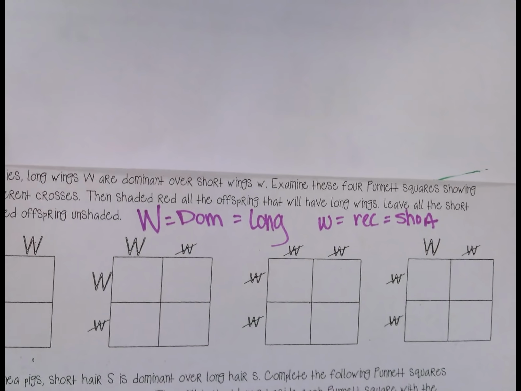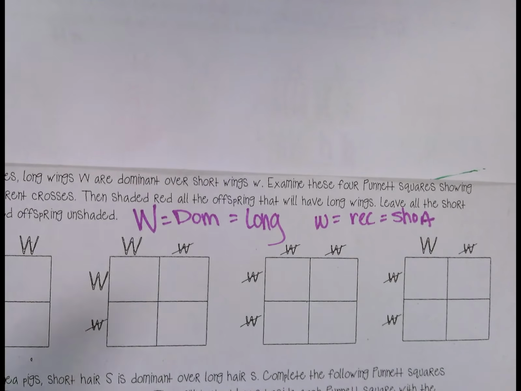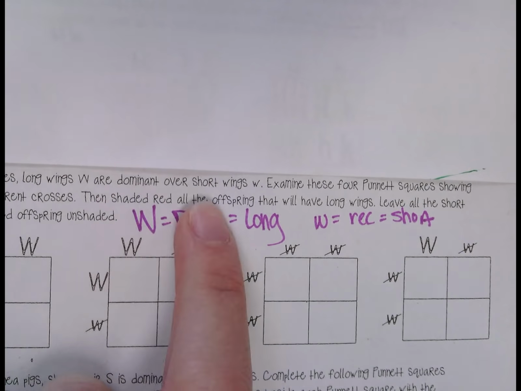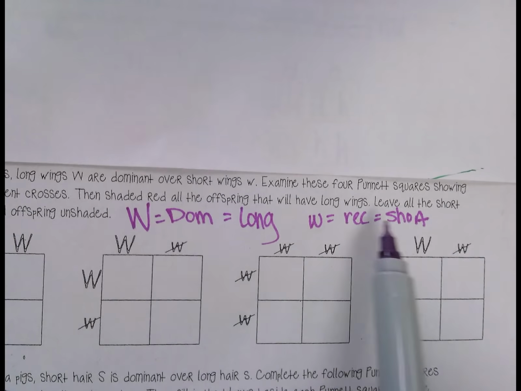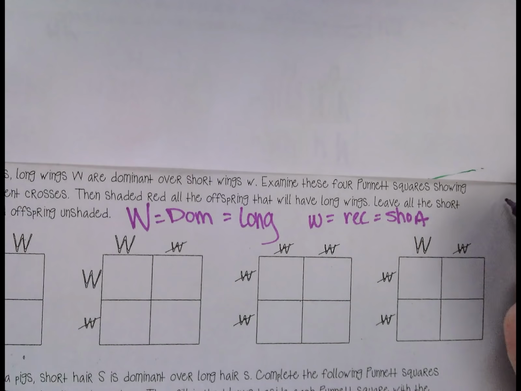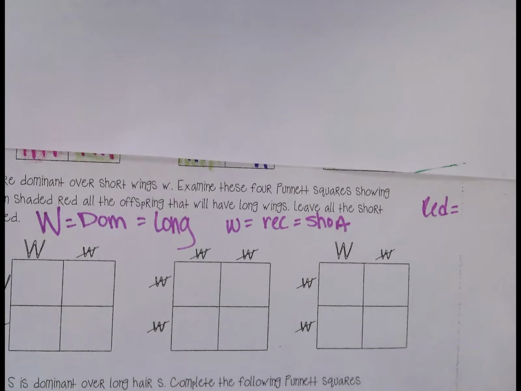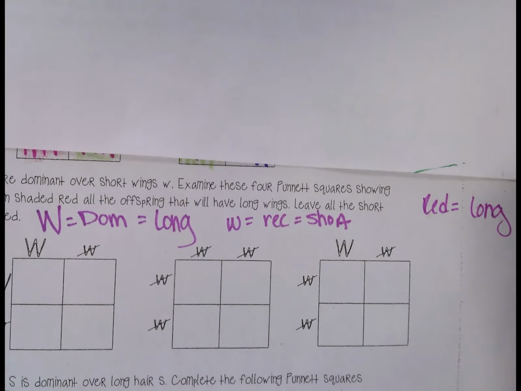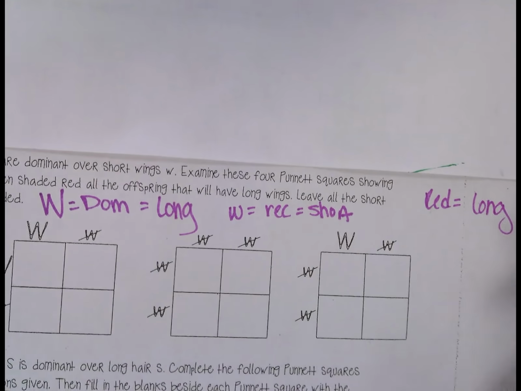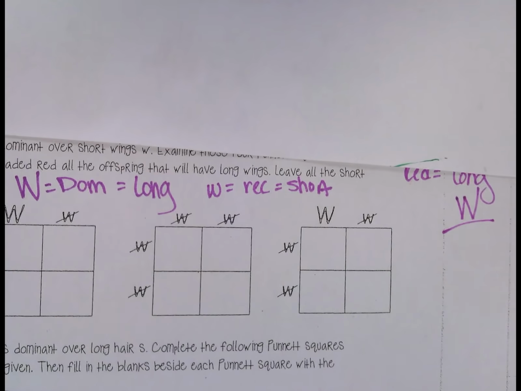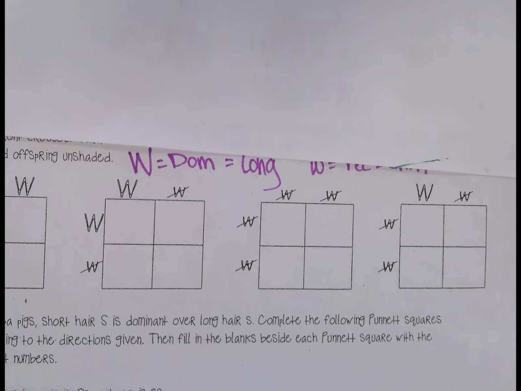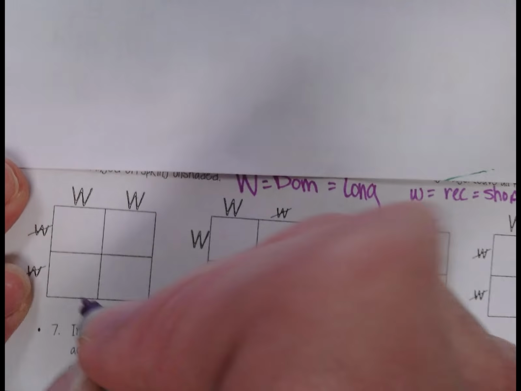Examine these four Punnett squares showing different crosses, then shade red all the offspring that will have long wings. So red will be long. It doesn't matter if they're homozygous or heterozygous. If they have that capital W trait, it's going to be a red square. Go ahead and pause the video and do this real quick, then check over your answers. That's perfectly fine. I'm going to go ahead and do this.